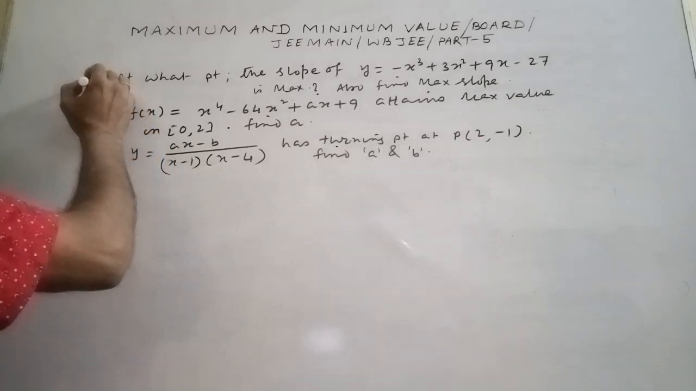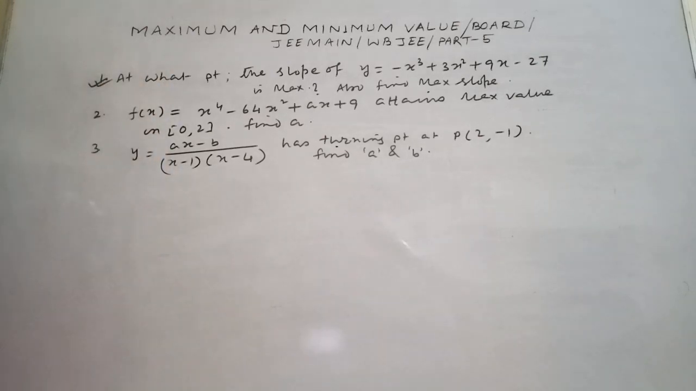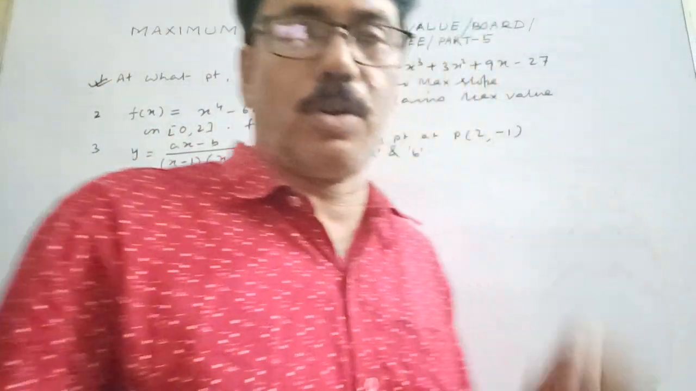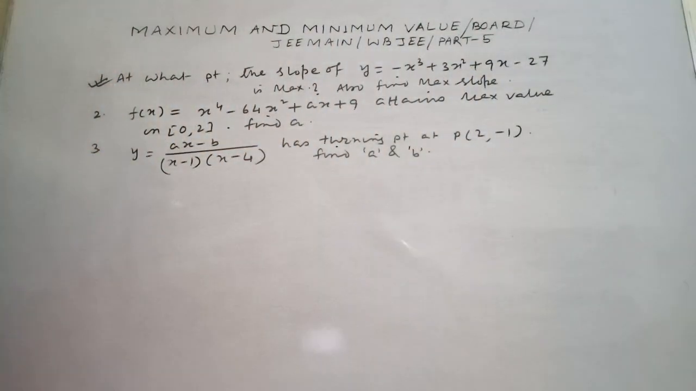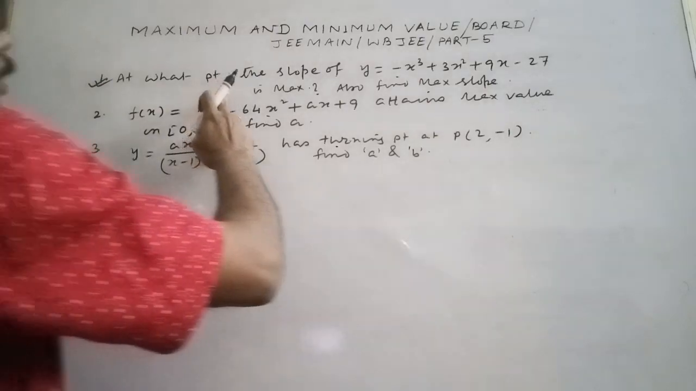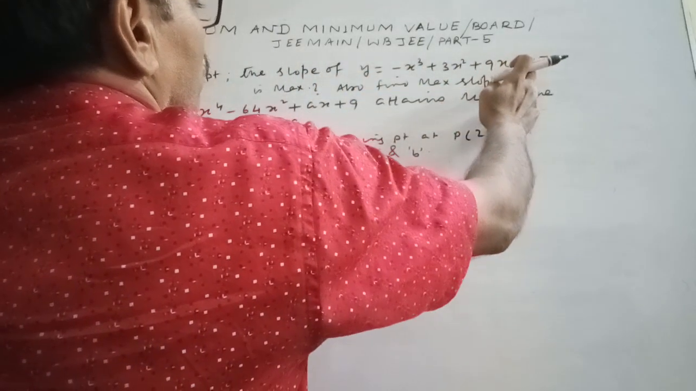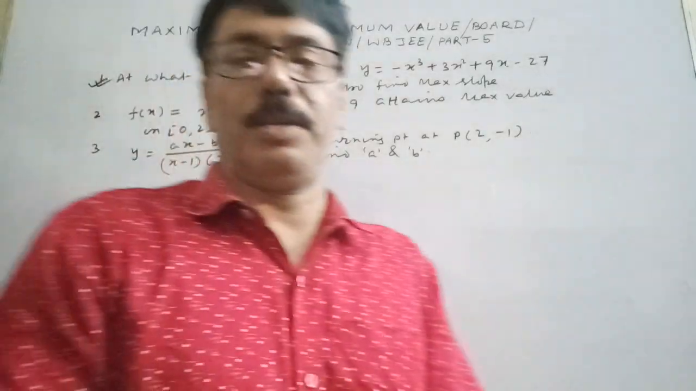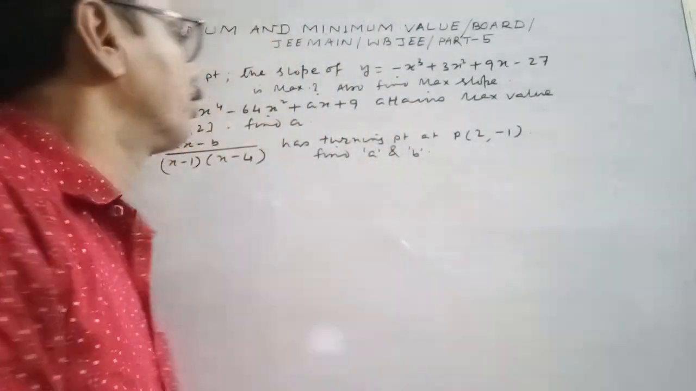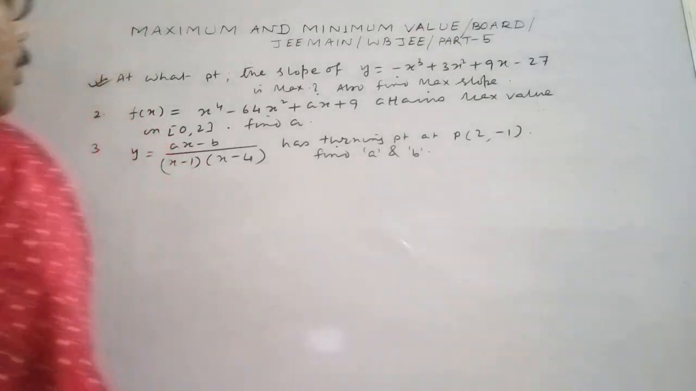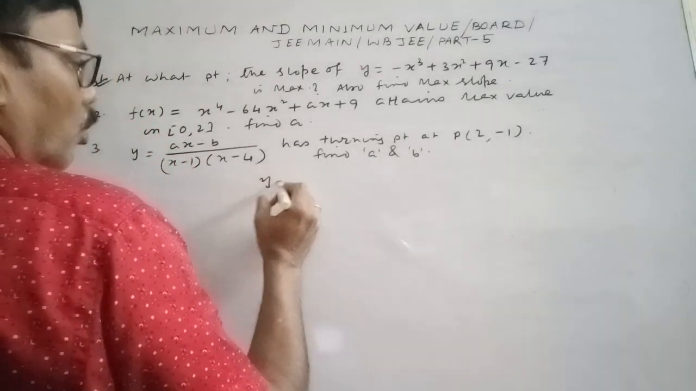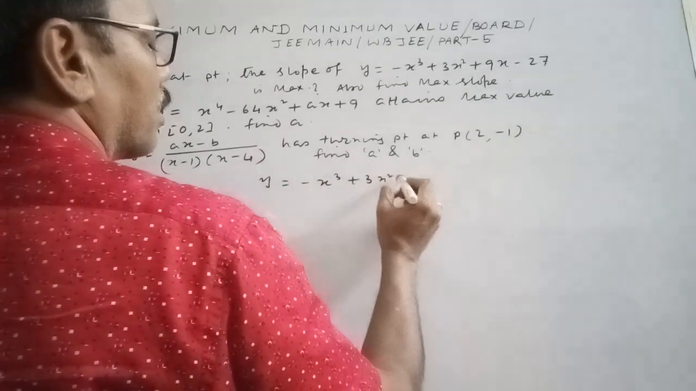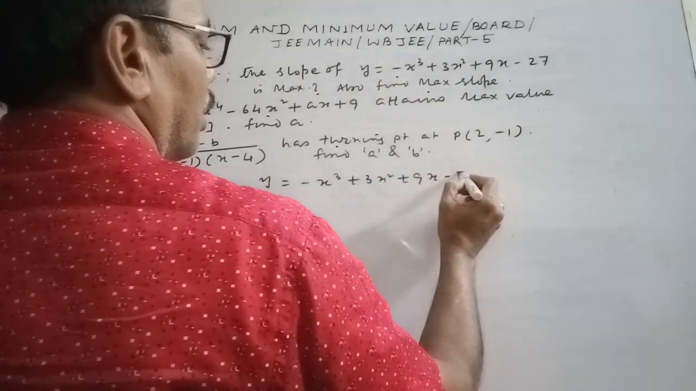So problem number 1. Simplest problem but important for competitive exams also. At what point is the slope of y equals this maximum? Also find the maximum slope. So the curve is given: y equals minus x cube plus 3x square plus 9x minus 27.